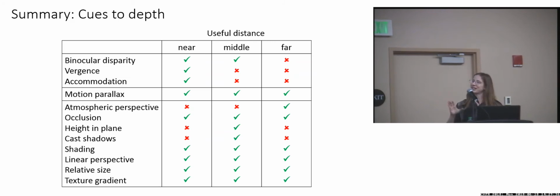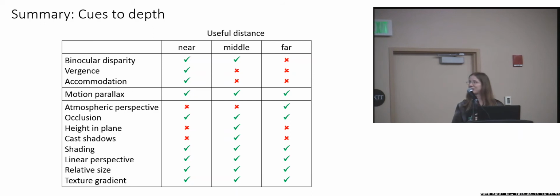But basically, each cue has a range over which it's most useful. The vergence and accommodation cues, for example, are really best when an object is quite close. Disparity is useful up to a pretty good distance, but at some point, objects are so far away that you don't even get a disparity cue. Atmospheric perspective is kind of the opposite case, where it's only useful for surfaces that are very far away.